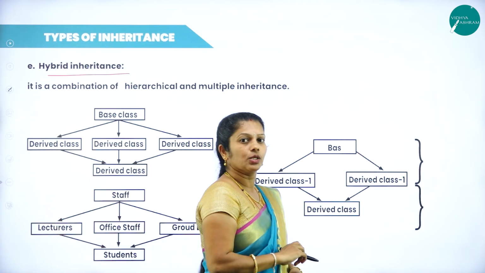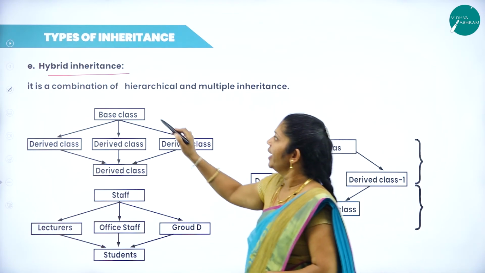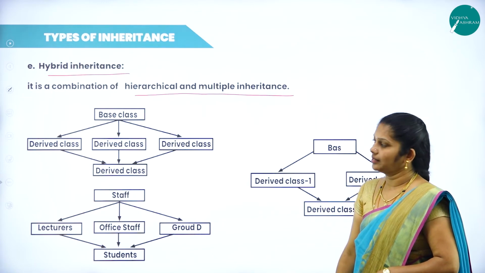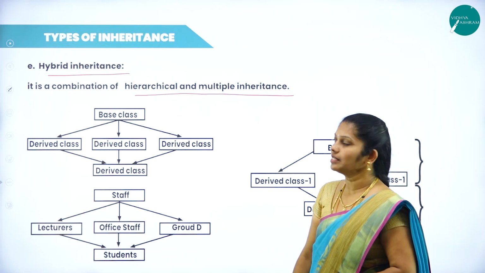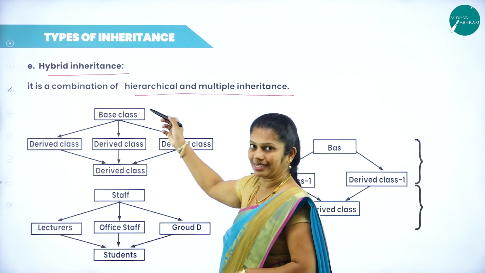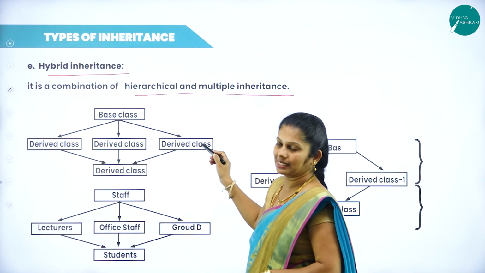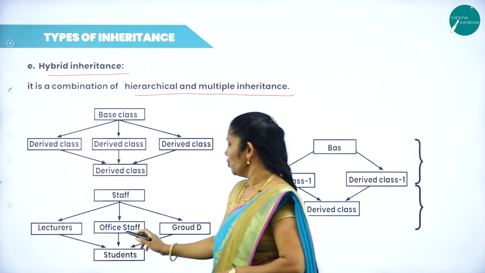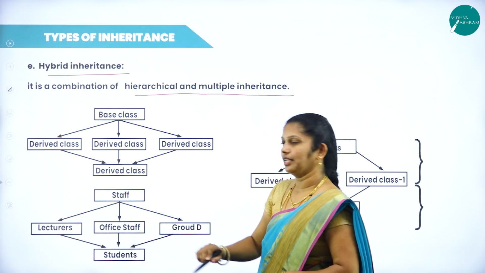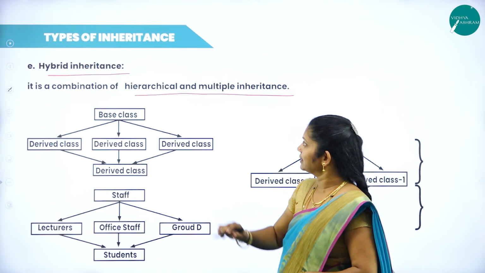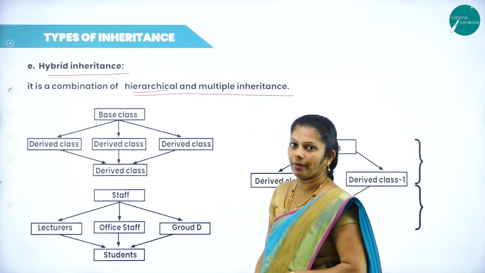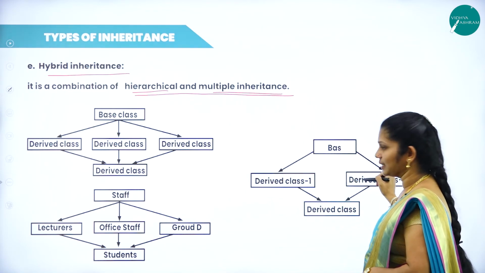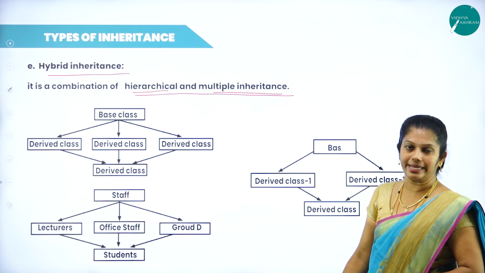And the next one is hybrid inheritance. What do you mean by hybrid inheritance? It is a combination of hierarchical as well as multiple inheritance. Consider we have base class 1. From that, 3 derived classes. From those, I am getting one more derived class. Here staff, their lecturers, office staff. From that I am getting one more class, student. It means that it is a combination of hierarchical format, base with multiple derived, and also multiple inheritance. From this multiple inheritance, I can get one more derived class here.